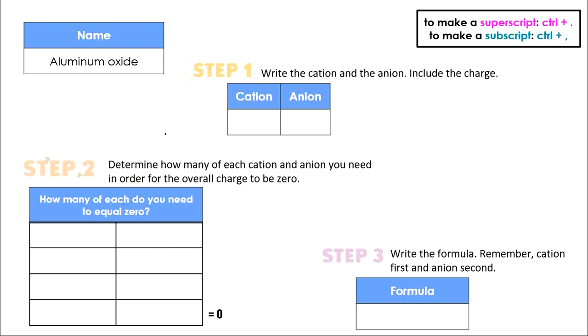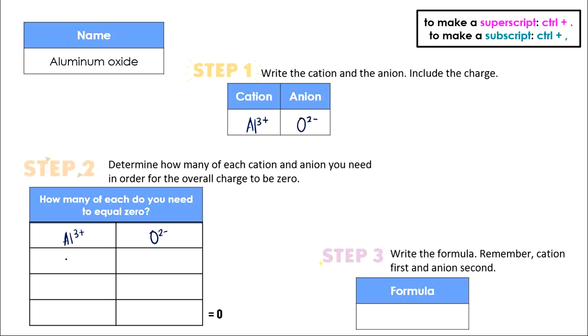Let's take a look at example number 3, aluminum oxide. So again, as you can tell, the steps are exactly the same. The symbol is Al +3. Oxide is oxygen -2. How many of each do I need? So let's start by writing the cation and the anion. Well, how can I get these numbers to match up, the 3 and the 2? What is a common multiple between 3 and 2?